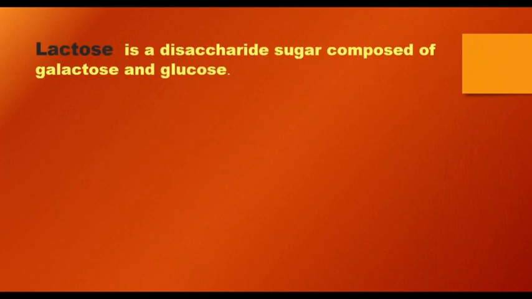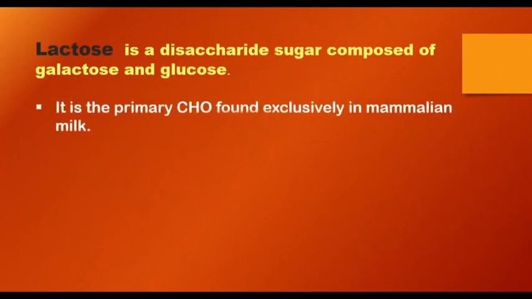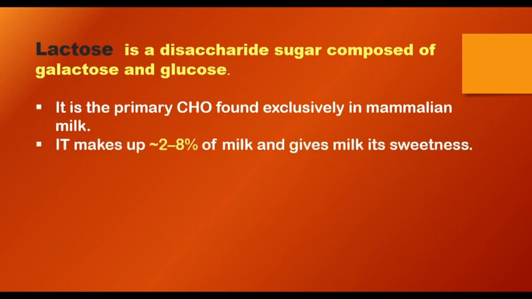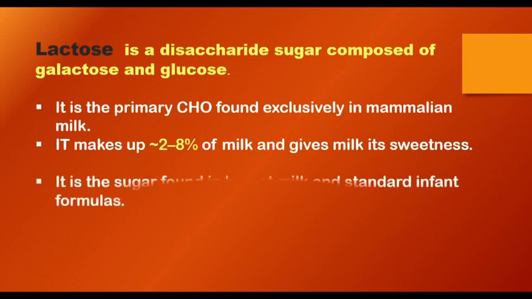But firstly, we have to define lactose. Lactose is a disaccharide sugar composed of the monosaccharides galactose and glucose. It is the primary carbohydrate found exclusively in mammalian milk. It makes up about 2 to 8% of milk, and it gives the milk its sweetness. It is the sugar found in breast milk and standard infant formula. That's why when we remove the lactose from the standard formula for certain circumstances, we always hear the complaint from the parents about the bitter taste of this milk, which can be refused by the babies because of the absence of lactose.